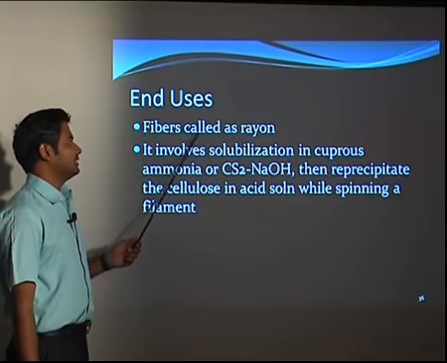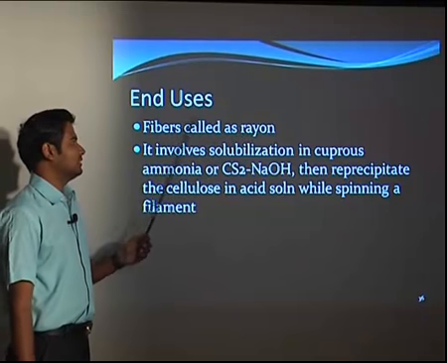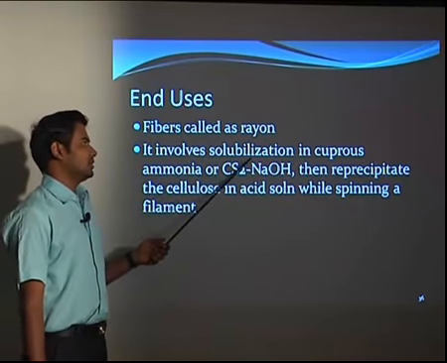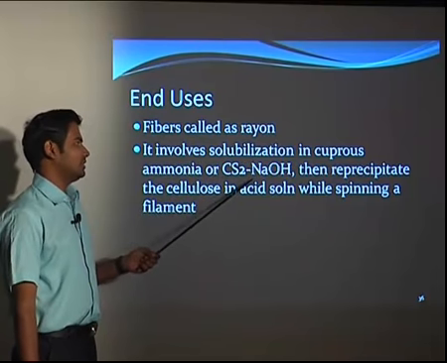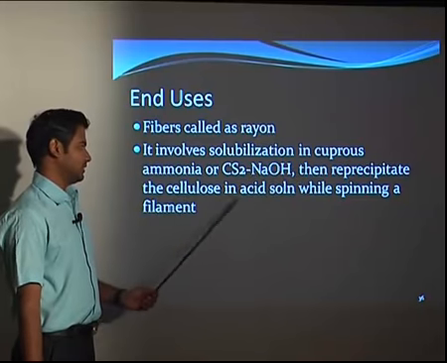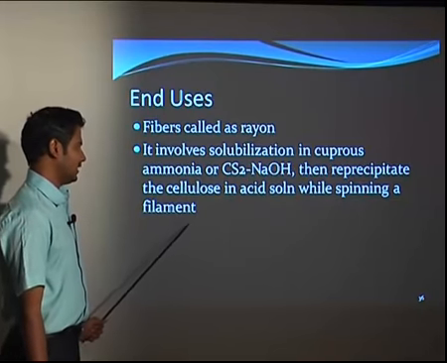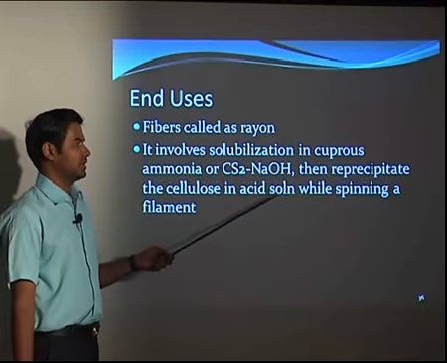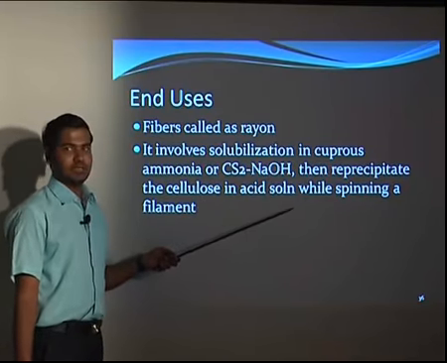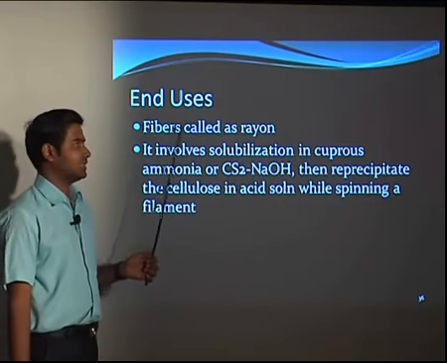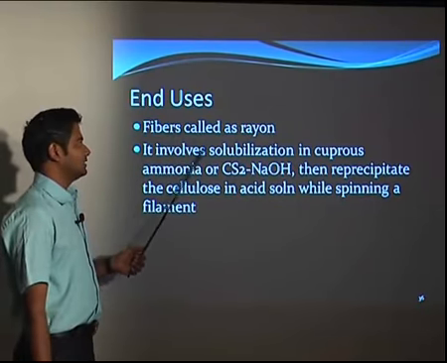So the end users are the fibers called rayon. It is used for the manufacturing of textiles. Then it involves a solution of cuprous ammonia or a sodium sulfide caustic solution, then reprecipitating the cellulose in acidic solution while spinning filament. So first it is solubilized, then we can precipitate, and while precipitating we spin through the spinners and we can have the textile material. So this is the easier process of converting cellulose into textile material.